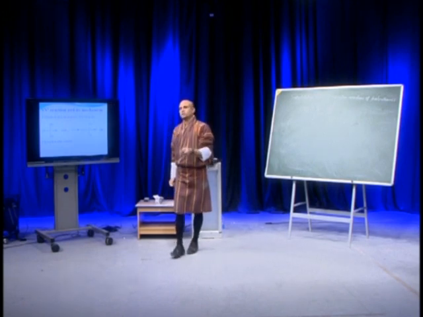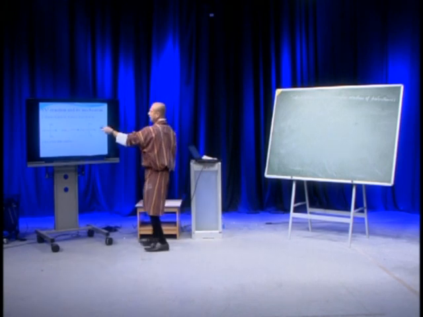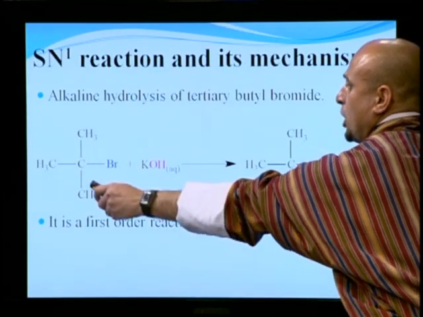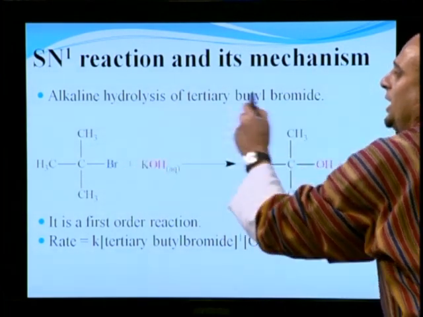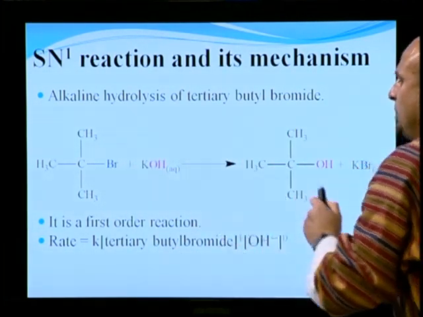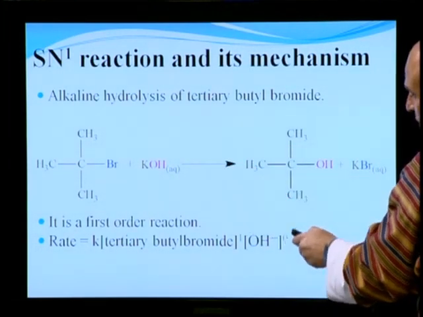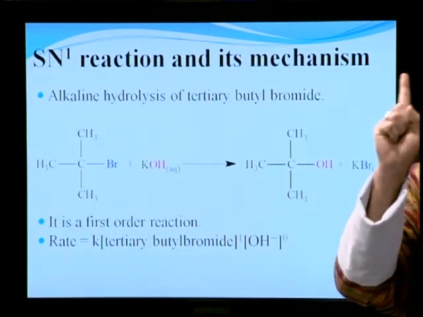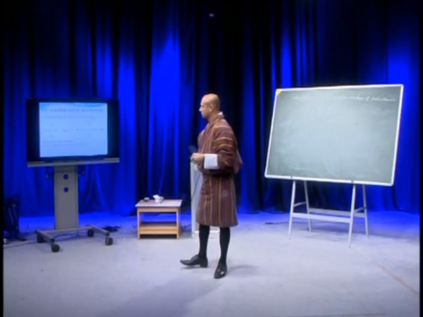Now, why do you call it as SN1 reaction? Because it's a first order reaction. Here, even though we have two reactants, substrate and nucleophile, the rate of reaction does not depend on both. The rate of reaction only depends on the concentration of alkyl halide, that is tertiary butyl bromide, and it does not depend on the concentration of nucleophile. That's why we have 0 here. Hence, it depends only on one concentration. We call it as unimolecular nucleophilic substitution reaction.